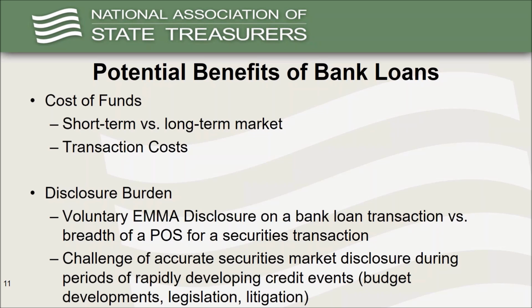The second advantage is transaction costs. You can avoid a number of costs, such as the underwriter's takedown, remarketing agent, and if you were considering doing a floater that had to be remarketed, rating fees.